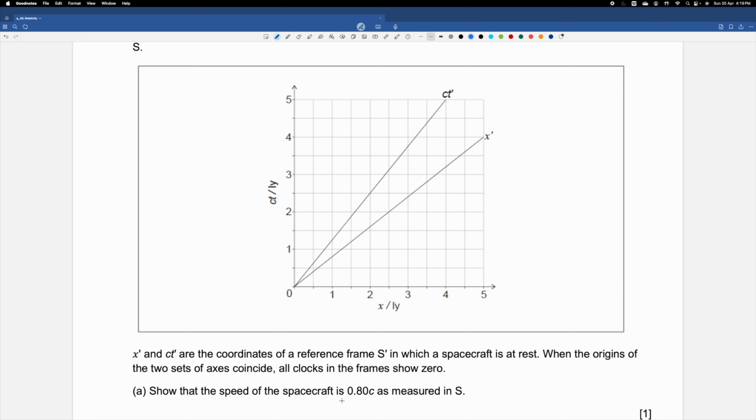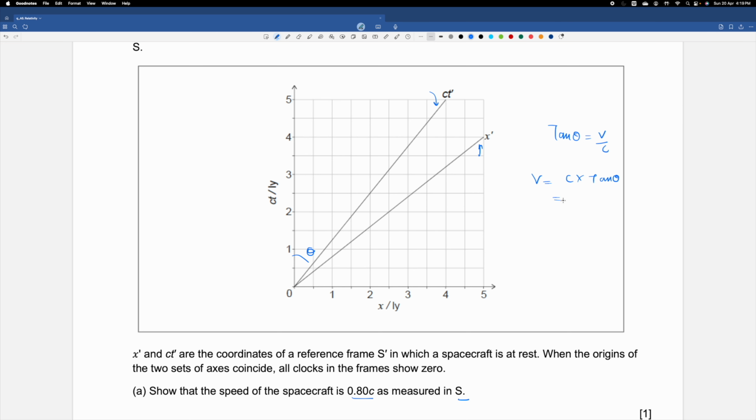So the speed of the spacecraft is 0.80 c as measured in S. They're asking what is the speed with which the spacecraft is moving. Since this frame ct prime and x prime is of the spacecraft, the angle theta subtended over here can help us find the speed with which this spacecraft is moving. So what is the formula? We know that tan theta is equal to v over c. v will be c times tan theta.